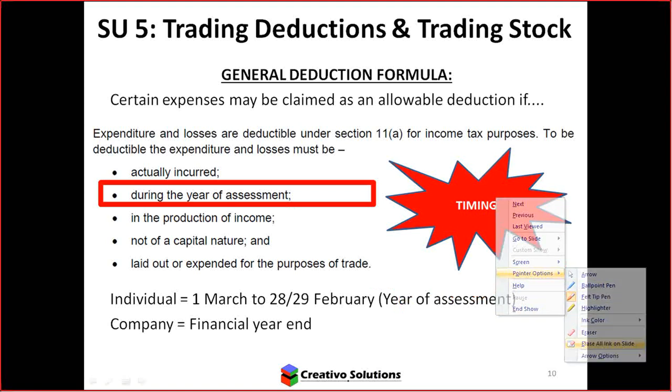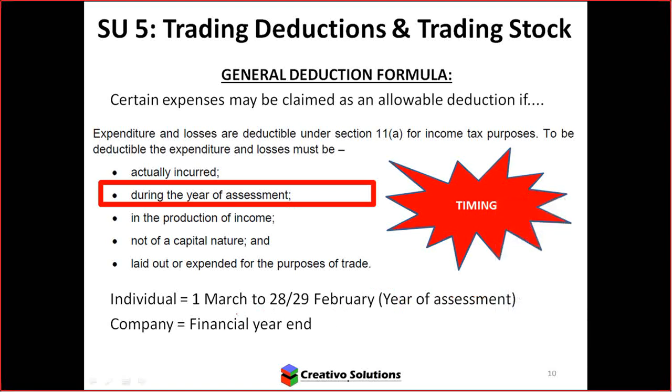Before I get there, just the note here. Individuals have a year of assessment, which is 1 March to 28 or 29 February, depending. Companies have a financial year. Right. Do you think case law is important here? No, because you can't argue with the calendar. The calendar is what it is.